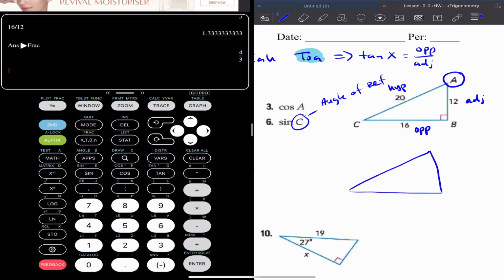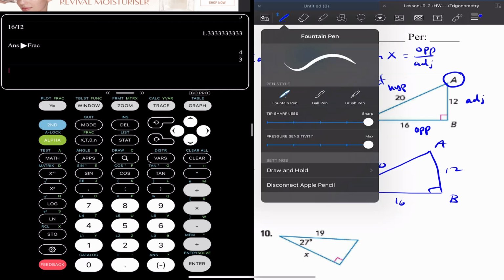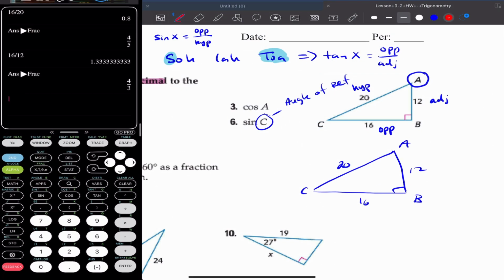I've got to redraw the figure, because I've got to relabel, since this is, again, my angle of reference, right? So I have A, C, B. This is 20. That's a 90-degree angle. That's 12. That's 16. I'm just redrawing the figure. Now, I'm going to use a different color pen. C is now my angle of reference, so that means that 12 is the opposite side, 16 is the adjacent side, and 20 is still the hypotenuse because it's across from the 90-degree angle, right?